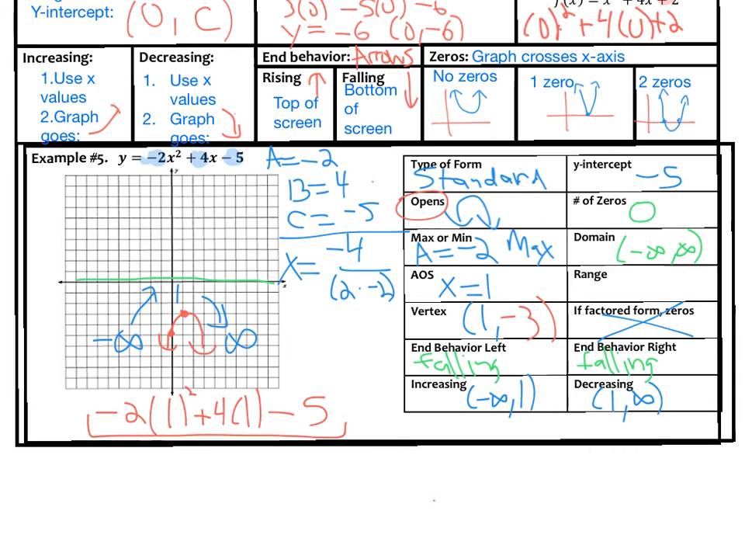Okay, now the range is different. The range is where we use the y value here. So it's a -3 with a down arrow. That means -infinity, which comes first because it's smaller.